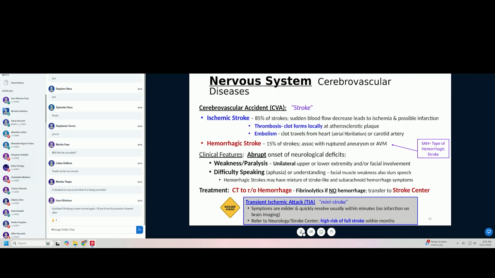But the risk with this is that it could be a sign that they have a high likelihood of having a stroke within a few months. Doesn't mean they will, but we still want to get these folks to a neurologist. That way they can work this patient up and try to see what could have caused this and how we can prevent it in the future.